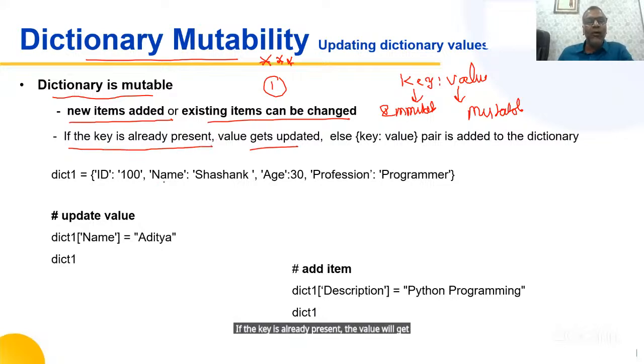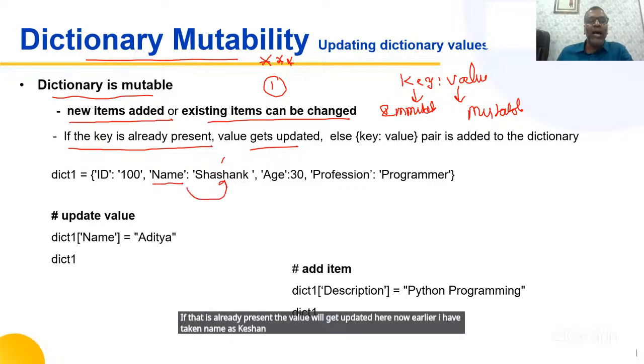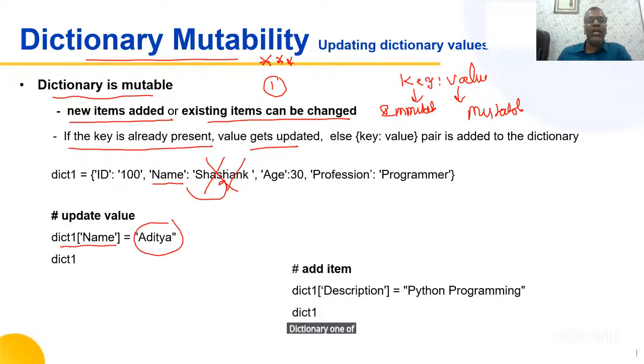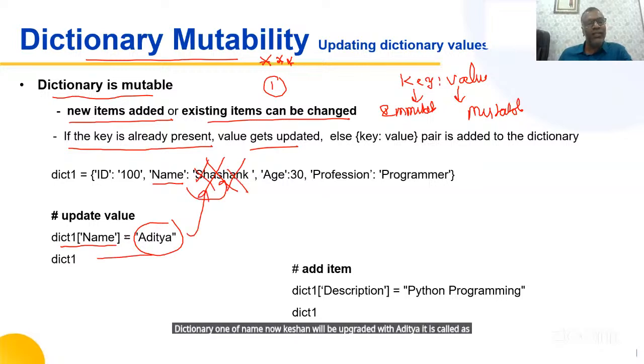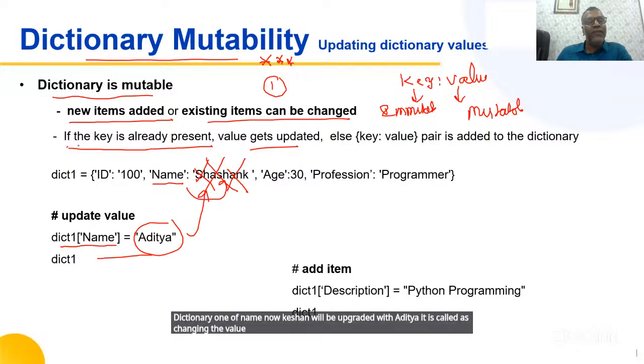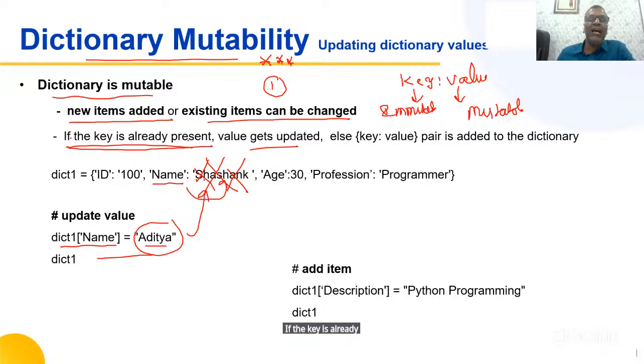See here. Earlier I had taken the name as Shashank. Now, I wanted to upgrade Shashank with Aditya. How am I doing it? Dictionary one of name. Now, Shashank will be upgraded with Aditya. This is called changing the value. If the key is already present in the dictionary, the data will get updated. Everyone okay? If the key is already present, the data will get updated.